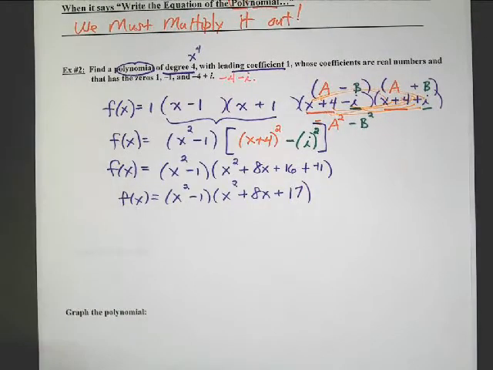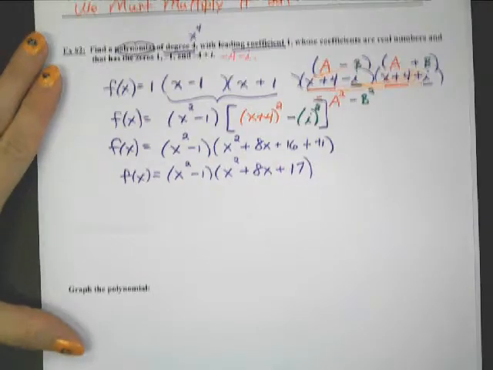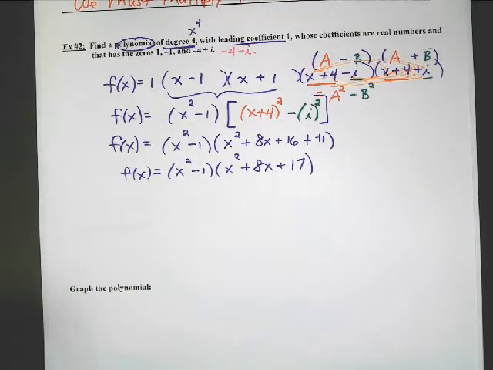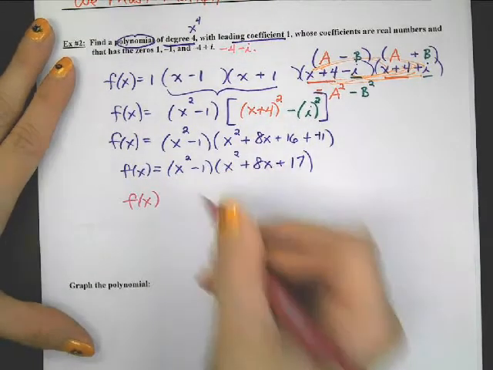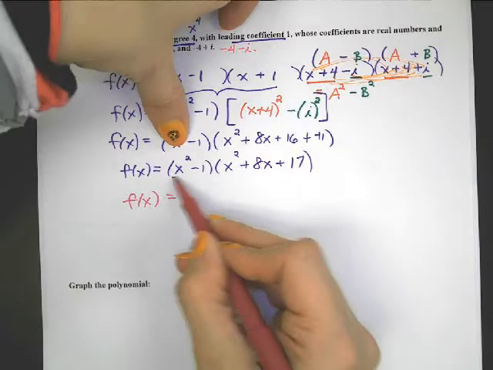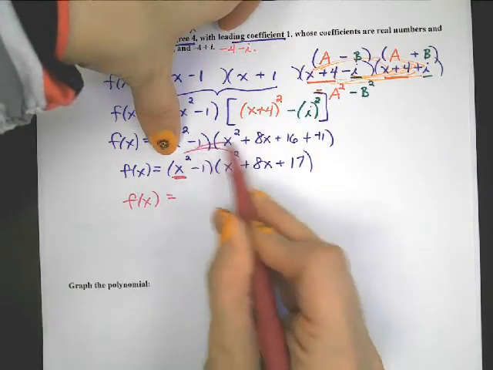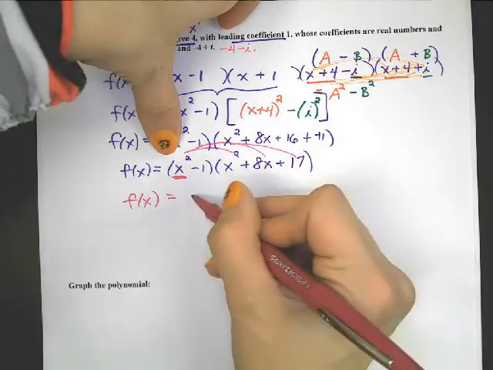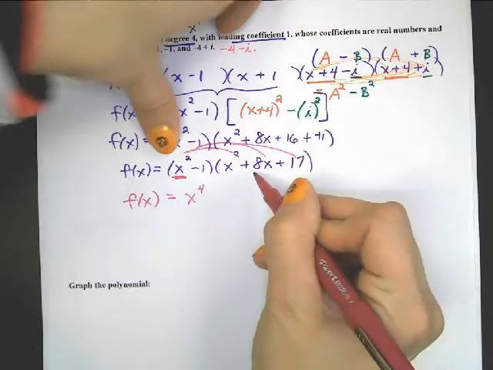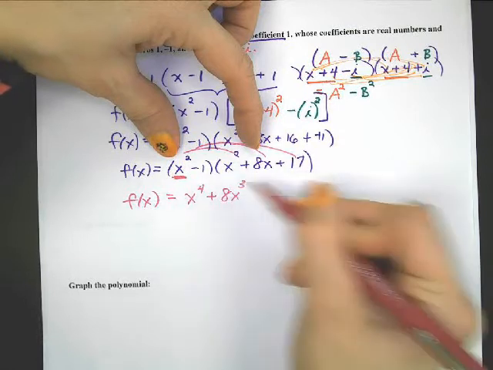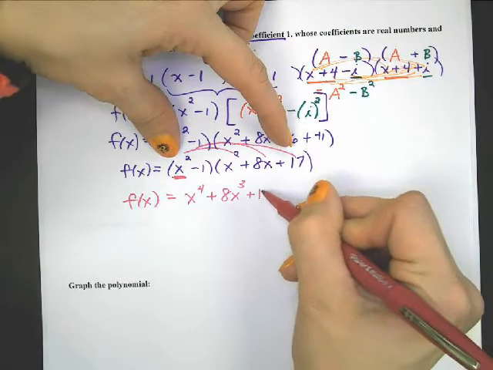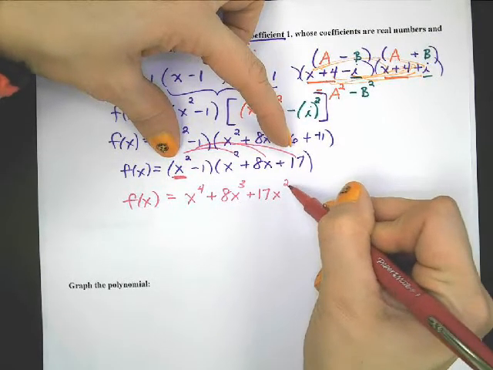Alright, unfortunately I am out of good tricks for you. There is some ways to multiply and be organized, so I will show you that. But we are just going to have to do brute force here. So let's distribute x squared. x squared to all three of them. x to the 4th plus 8x cubed plus 17x squared.